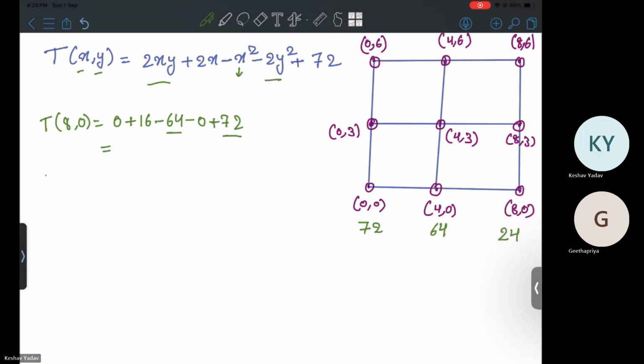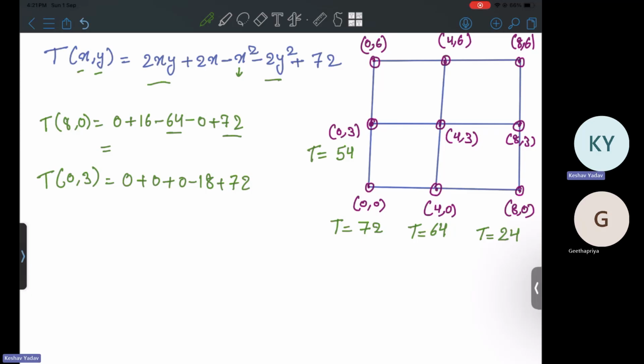Similarly, T at 0, 3, if I want to find, that will be equal to 0 plus 0 plus 0 minus 18 plus 72. So that will be equal to what? 54. Here we will get 54. So this is my temperature values. If I am making any mistake, please let me know. Now I want to find T 4, 3. So this will be 24.